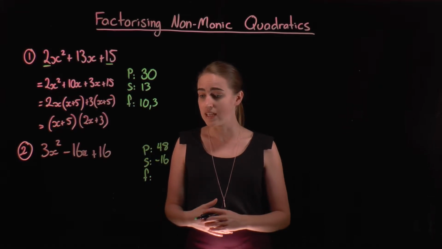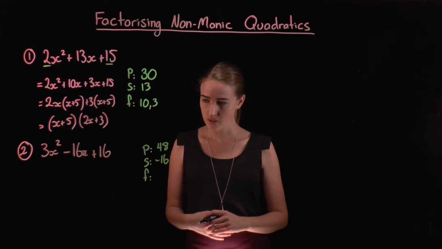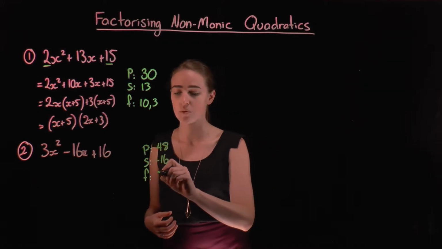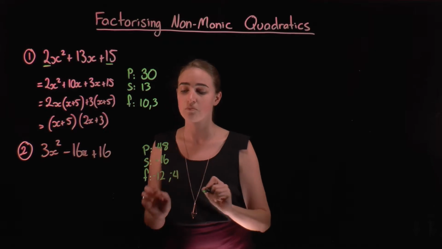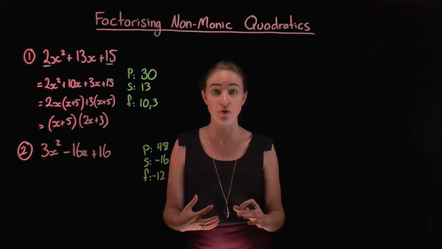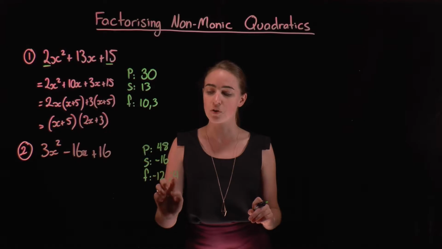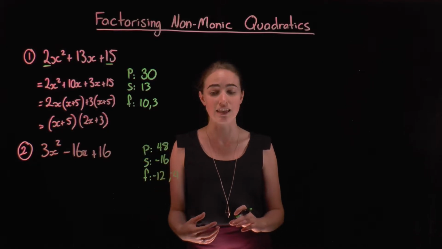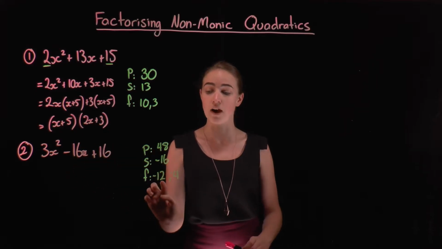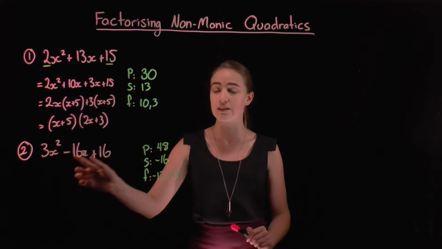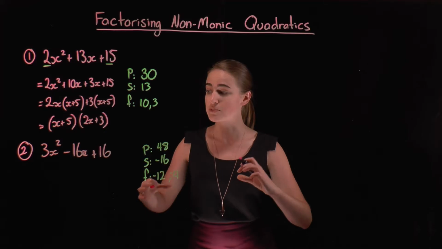That's going to be 12 and 4 in this case, but one of them is going to have to be negative. Oh no, sorry, they're both going to have to be negative. So minus 12 times minus 4 will give us positive 48, and minus 12 minus 4 gives us our minus 16. That tells us how to split that x term into a minus 12x and a minus 4x instead of a minus 16x. So we're going to split that up.